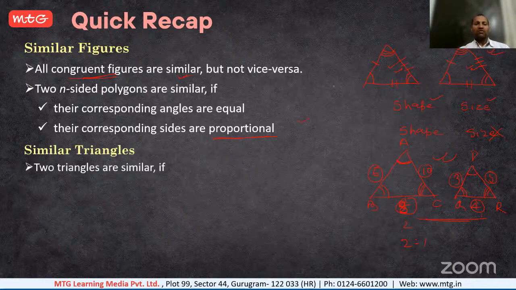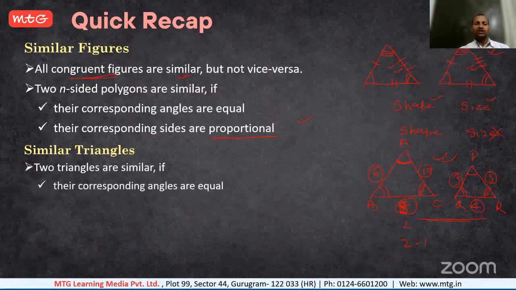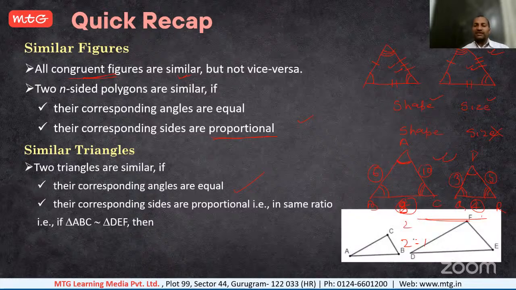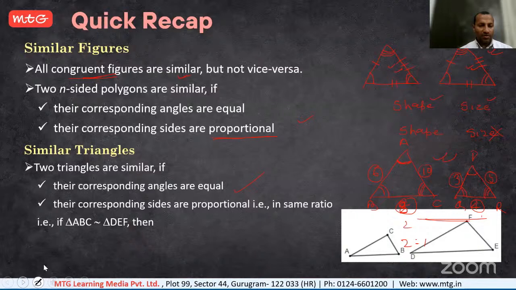Okay, so now we will talk about similar triangles. Two triangles are similar when their corresponding angles are equal and their corresponding sides are proportional in the same ratio. Okay, so here you can see another example, like this triangle. Just let me delete this so you can clearly see the figure.